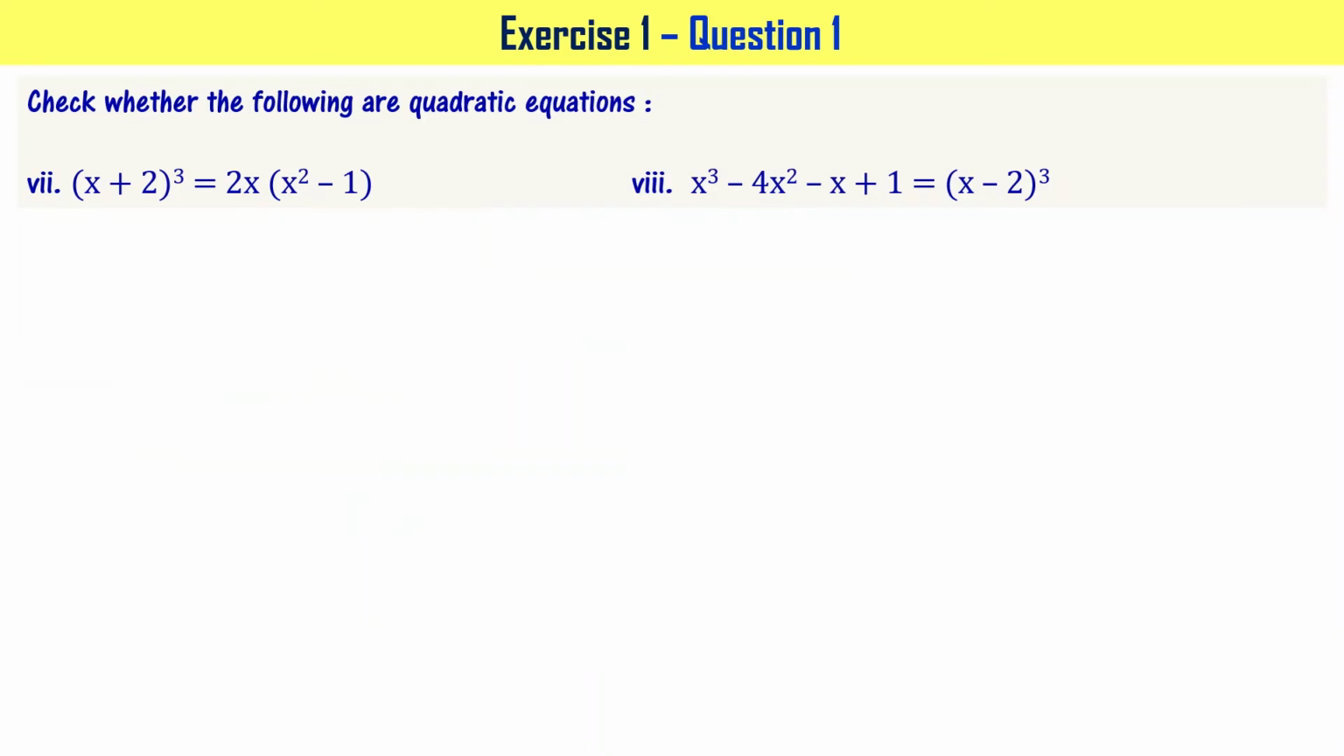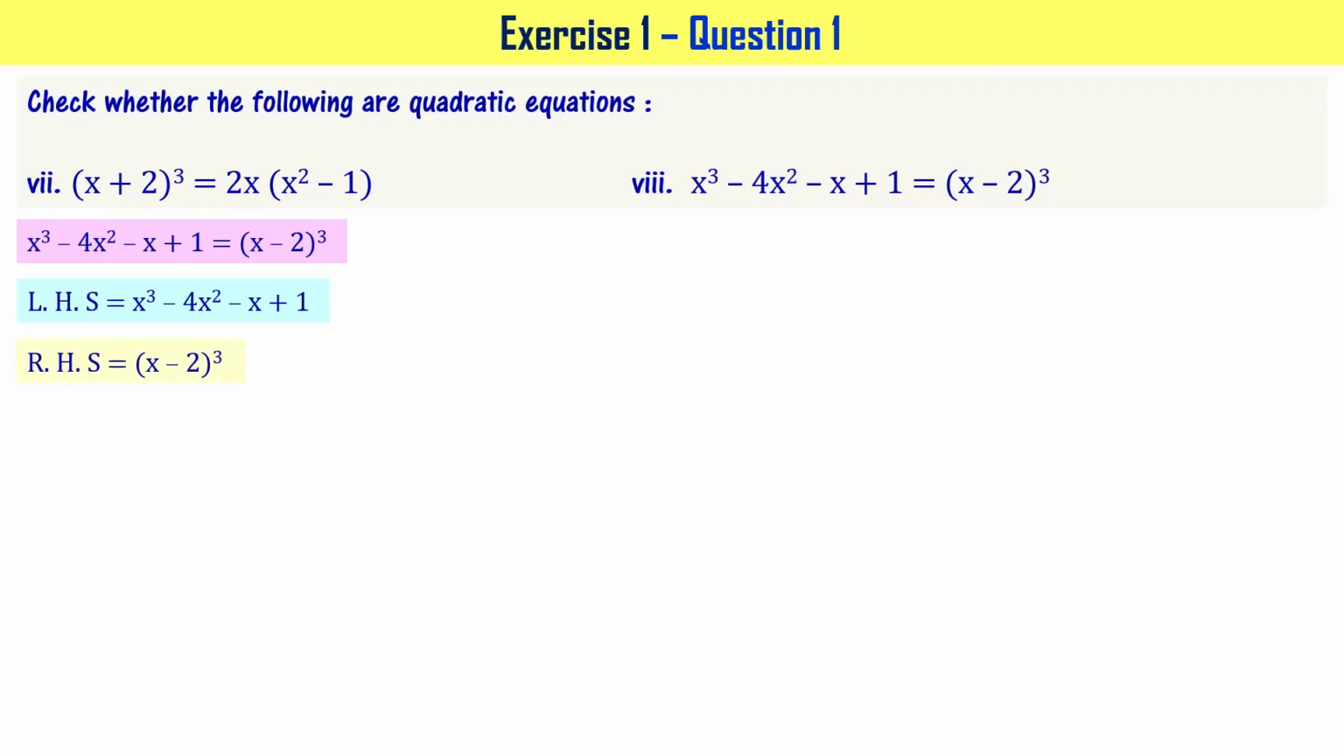Now, let's look at the last part of the problem, that is x³ − 4x² − x + 1 = (x − 2)³. If you look at the LHS, it is already in the expanded form. Now we have to expand the RHS, right? That is in the form of (x − 2)³. You know that (a − b)³ can be written as a³ − 3a²b + 3ab² − b³, right?